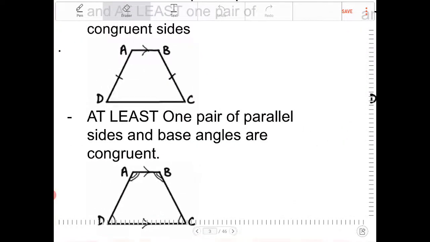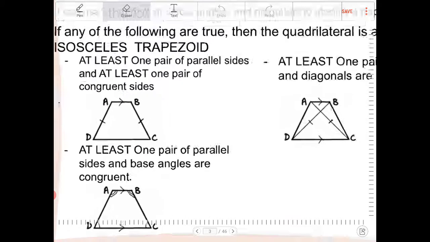Another fact about isosceles trapezoids is that base angles are going to be congruent. So these base angles over here are going to be congruent, and then the ones below are also going to be congruent.